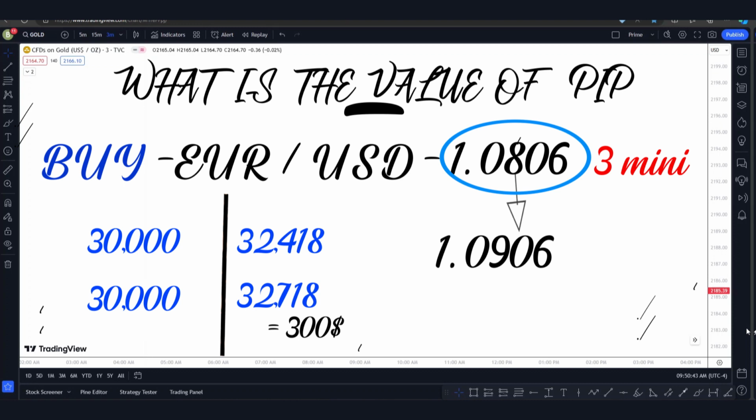So this is actually how a pip works in terms of what the value of a pip is. This is how you are able to know or tell how much profit or loss you make on a particular trade. And again, this is just a foundational step to your trading career.